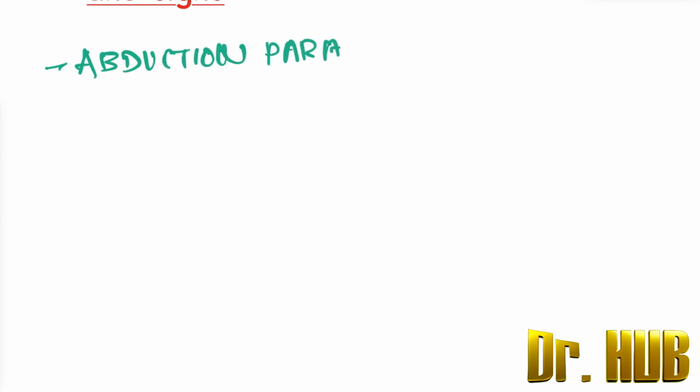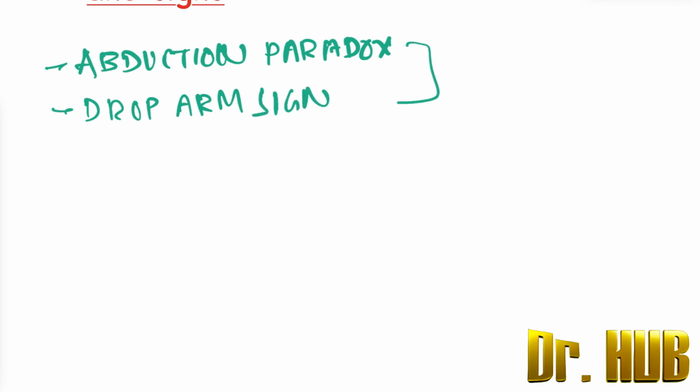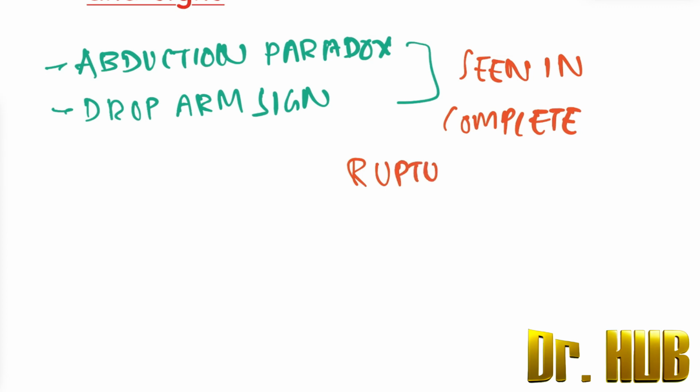Next is the abduction paradox and the drop arm sign. So the abduction paradox and the drop arm sign are seen in the complete rupture of the rotator cuff.